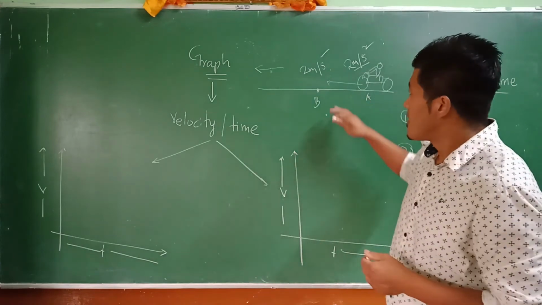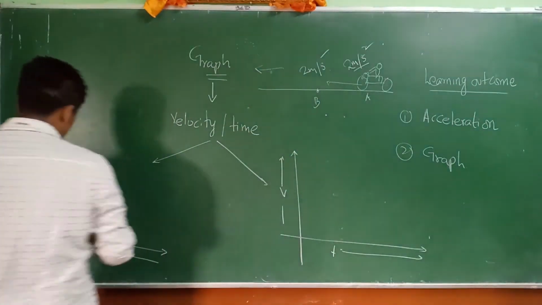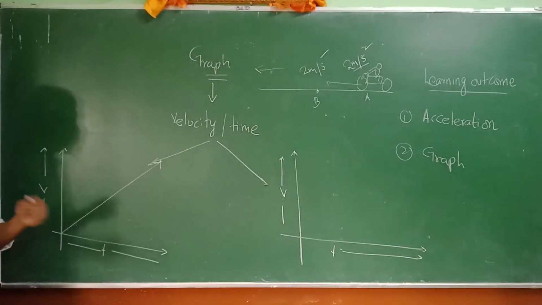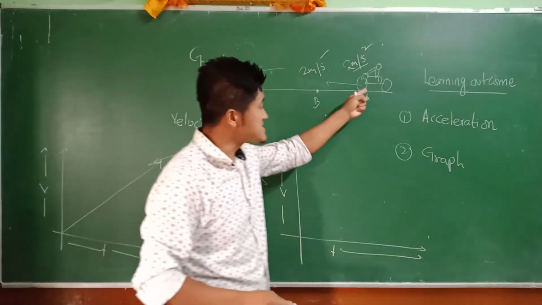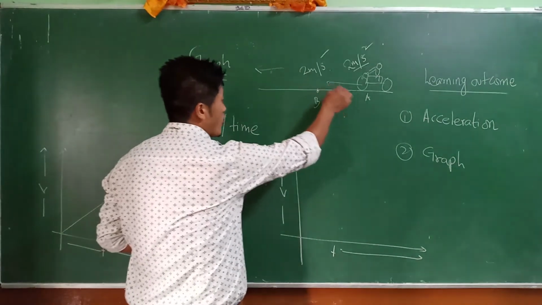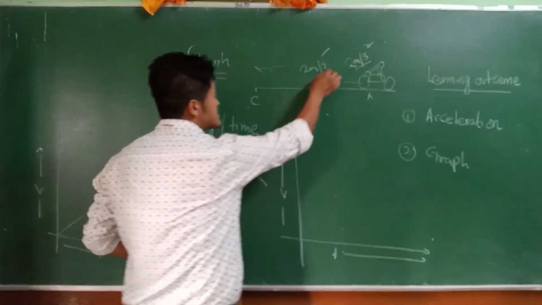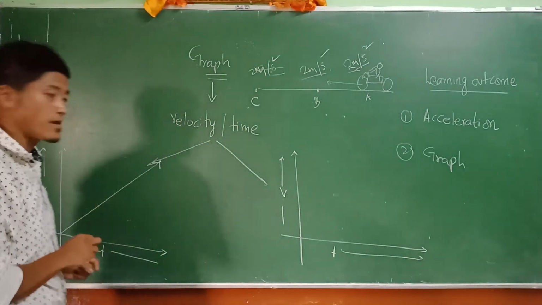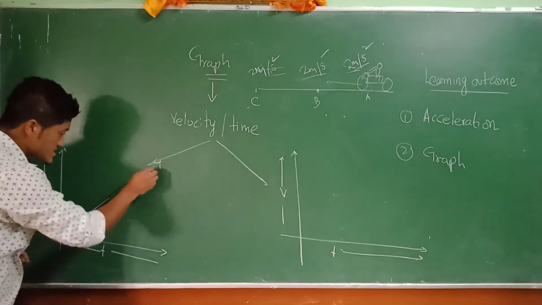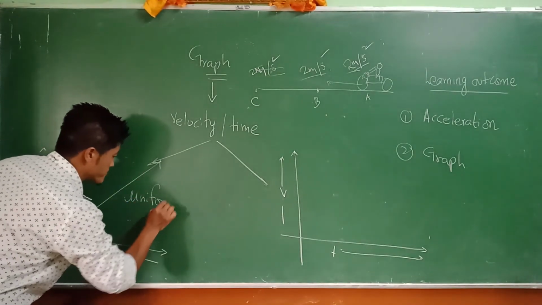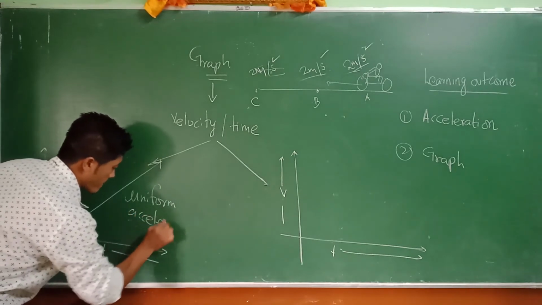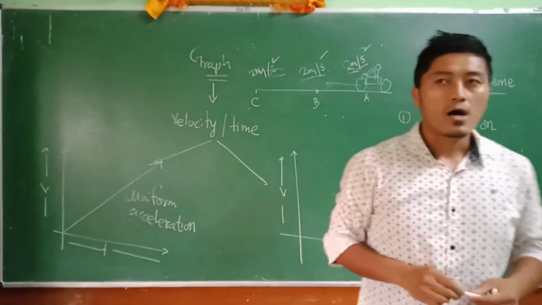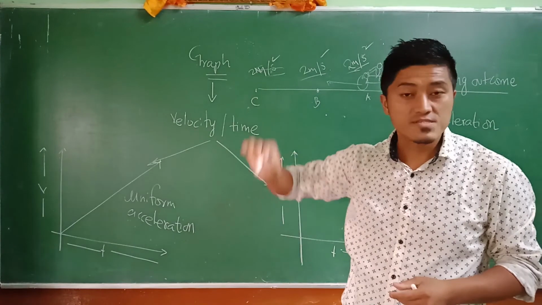So in this kind of graph, what we are indicating is that the object, like the bike, is moving at positions A, B, and C with the same kind of acceleration, that is 2 meters per second square. Same kind of acceleration. Is that clear? So this kind of thing is referred to as uniform acceleration.